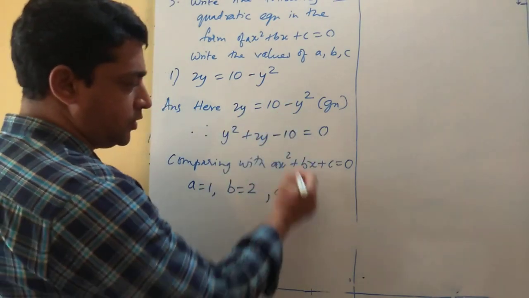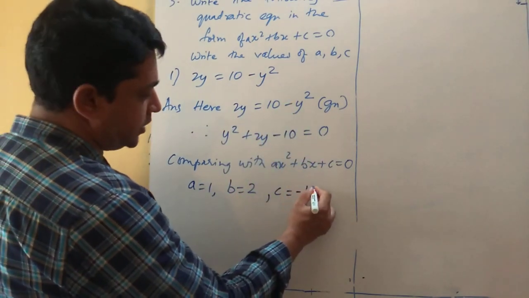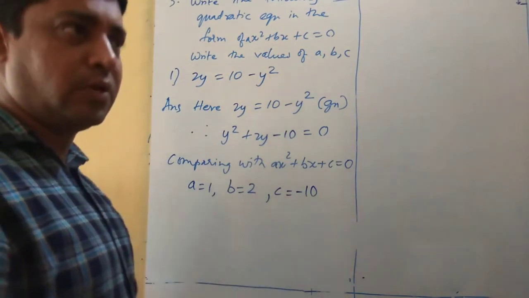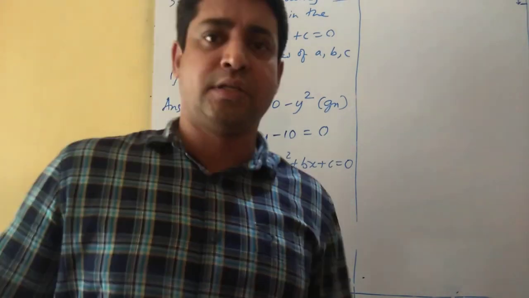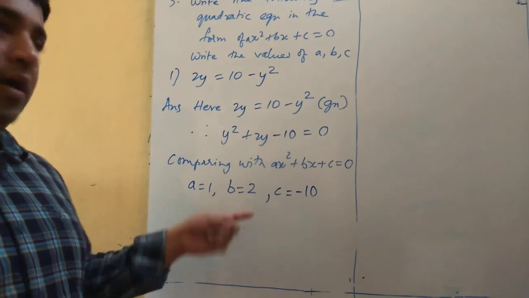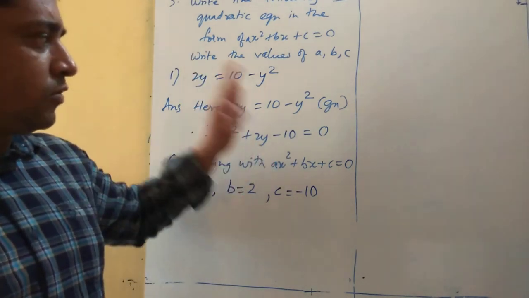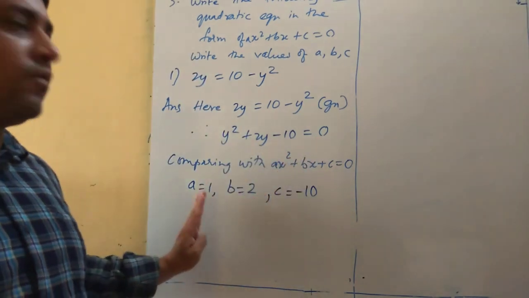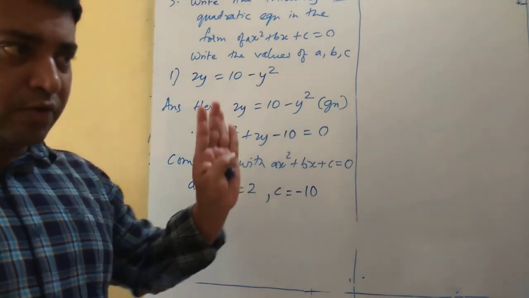Most of the students, they write 10. But you get 0 in exam. It's an important sum. Generally asked every alternate years, they are asking this sum. Okay. Again, very easy sum. You just have to write the standard form and then write the value of A, B, C. So you are getting free marks.